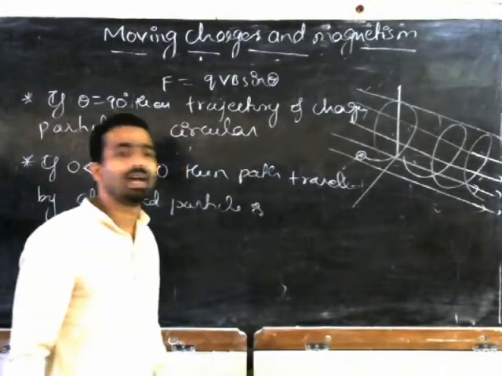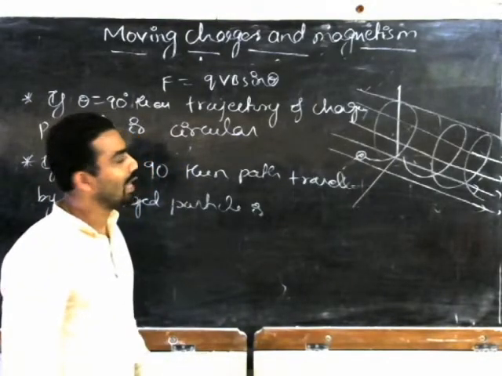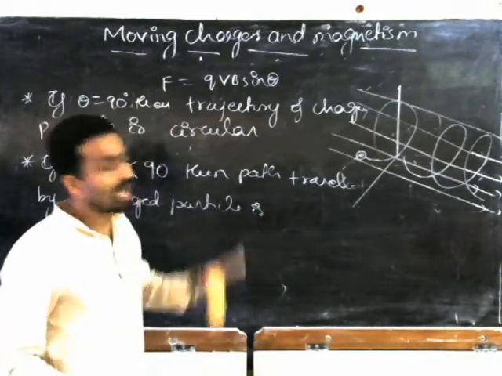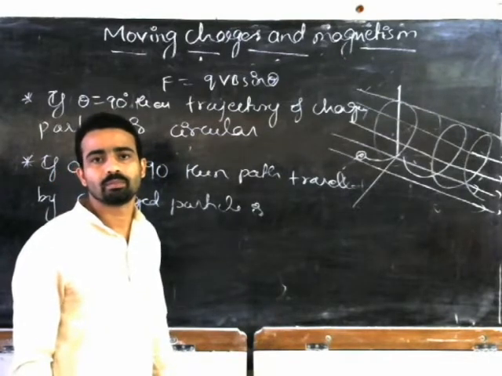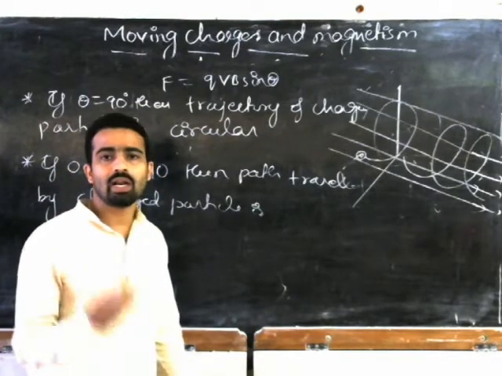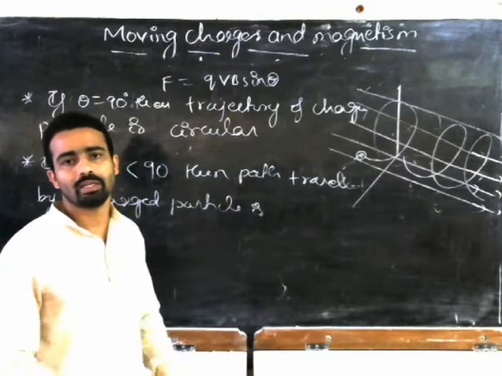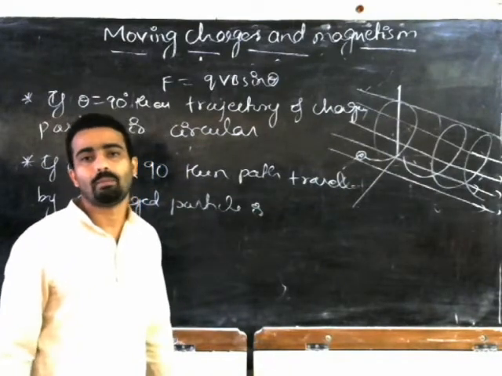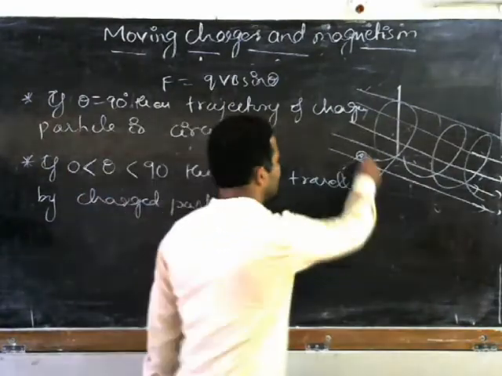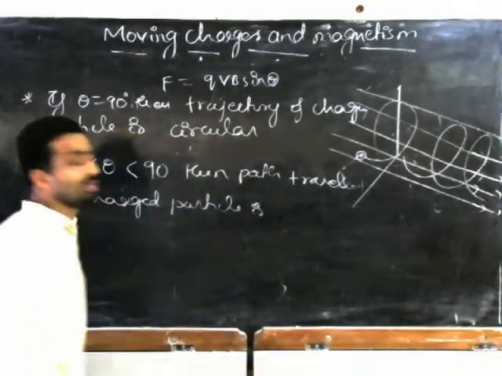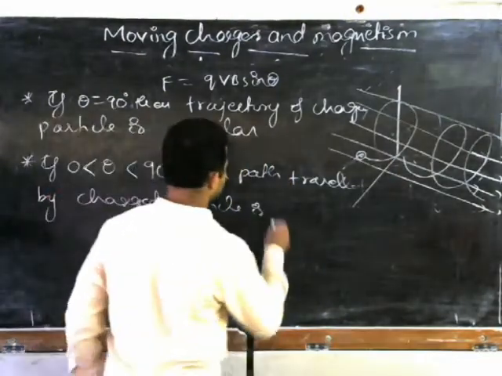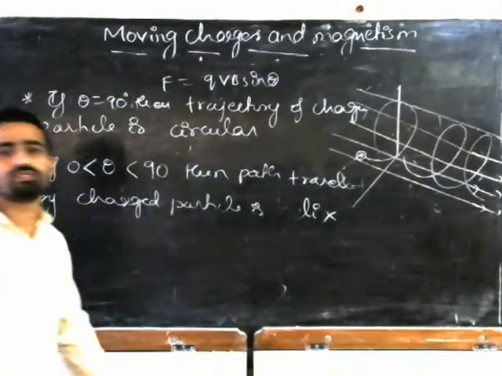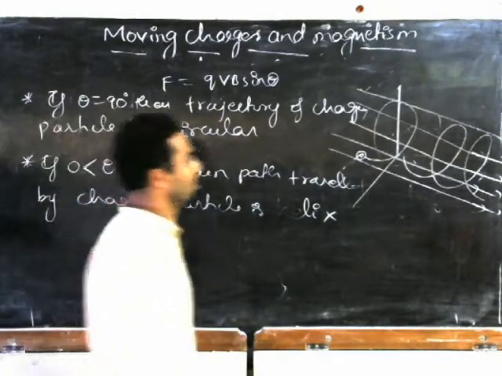That shape is called a helical shape. So we can say that the charge follows a helical path. If the angle is neither 90 nor 0, then the charged particle will follow a helical path. Yes, this is the path followed by that charged particle. It is a helix, a helical path it will follow.